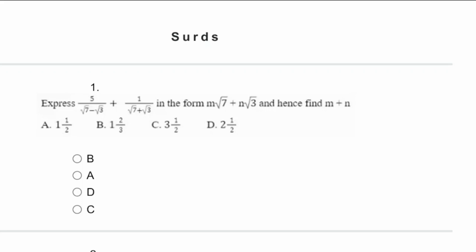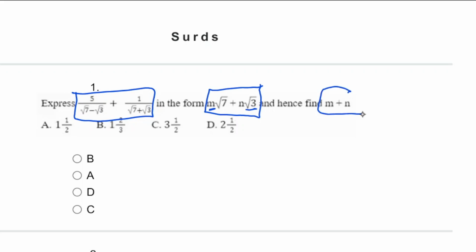So what that means is that we're going to simplify this, and write it in this form. By doing that, you'll be able to find the value of m. Any number you now have beside root 7 and beside root 3 will be the value of m and n, and that is what we're going to add together to get our final answer. I hope that is very clear.